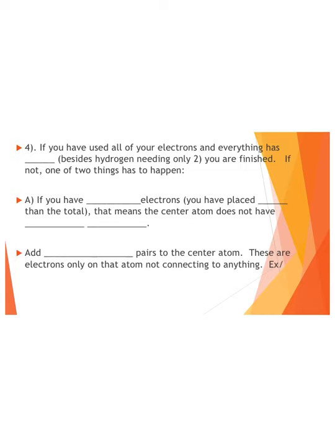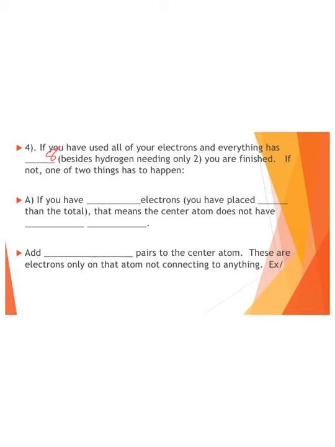Okay, so if you haven't used all of your electrons yet, and everything has 8 on there, you're finished. So that's the easier ones. Then everything's good, you don't have to do anything special. But if there's a problem, the problems can either be you ran out of electrons, or you have some that you're supposed to be using and you filled everything up and there's no room on there.